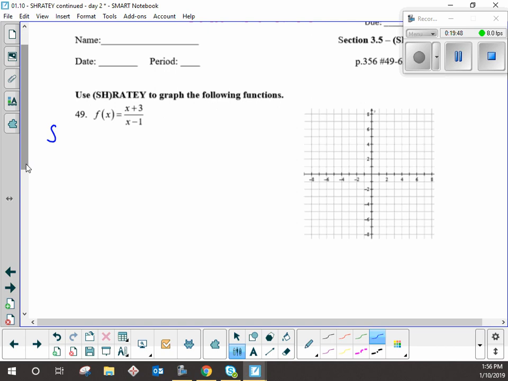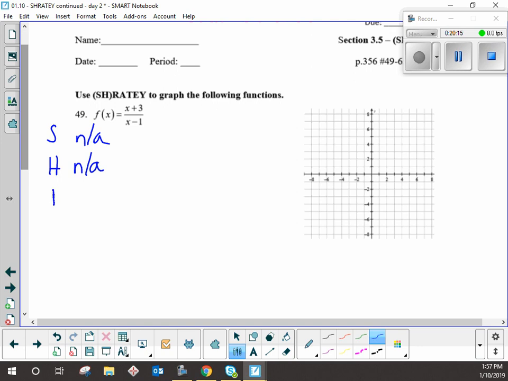For S, for simplifying, we have to factor the top and bottom. How does that work in this problem? You don't need to do it, right? Those cannot be factored. X plus 3 just stays like it is. X minus 1 just stays like it is. So that's not applicable. What about H? No H's. Because H is for anything that cancels, nothing canceled.